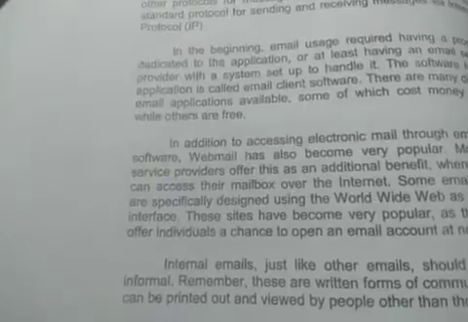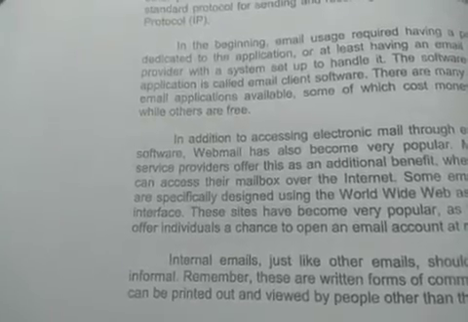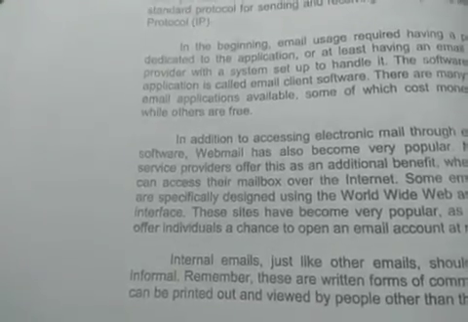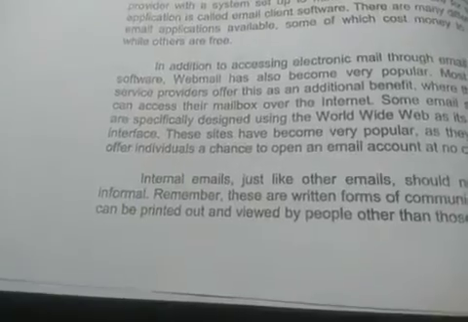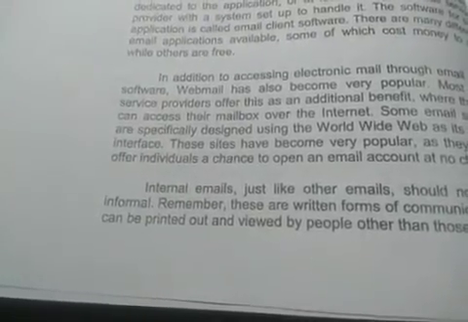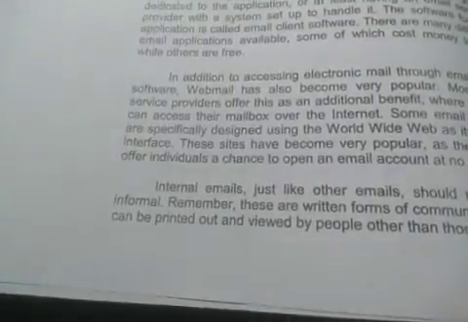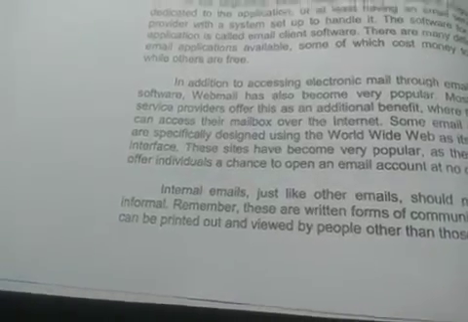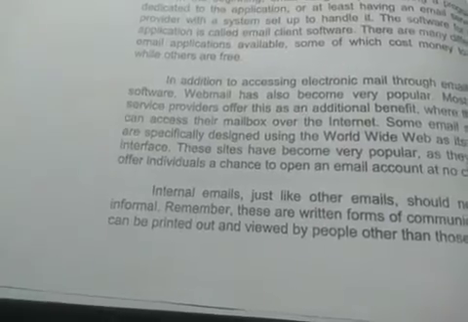In the beginning, email usage required having a program dedicated to the application, or at least having an email service provider with a system set up to handle it. The software for the application is called email client software. There are many different email applications available, some of which cost money to use, while others are free. In addition to accessing electronic mail through email client software, webmail has also become very popular. Most email service providers offer this additional benefit where the user can access their mailbox over the internet. Some email services are specifically designed using the World Wide Web as their primary interface. These sites have become very popular as they usually offer individuals a chance to open an email account at no charge.